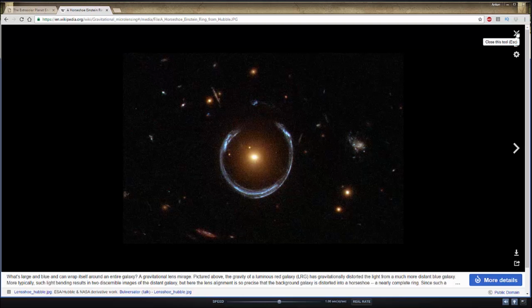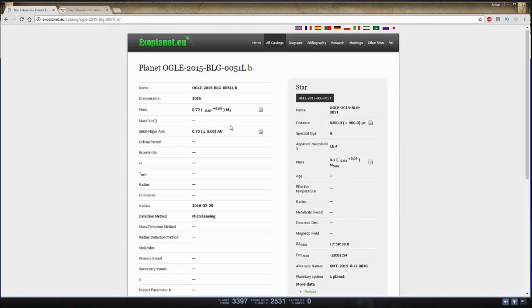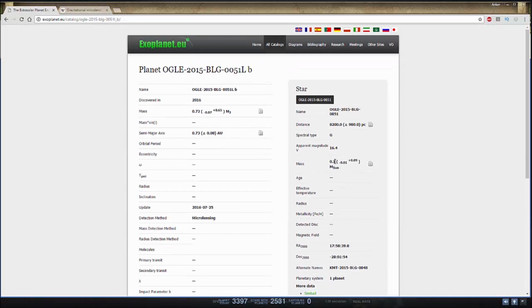So anyway, this is how we discovered this planet. And there's also a lot of other information about it here as well. Like, for example, obviously the mass of its star, the apparent magnitude, or basically how bright it is in the sky. The mass of the planet here is about 72% of Jupiter, and there's its distance from the parent star. And here it's just a little bit closer to its parent star than Earth is to our own sun.